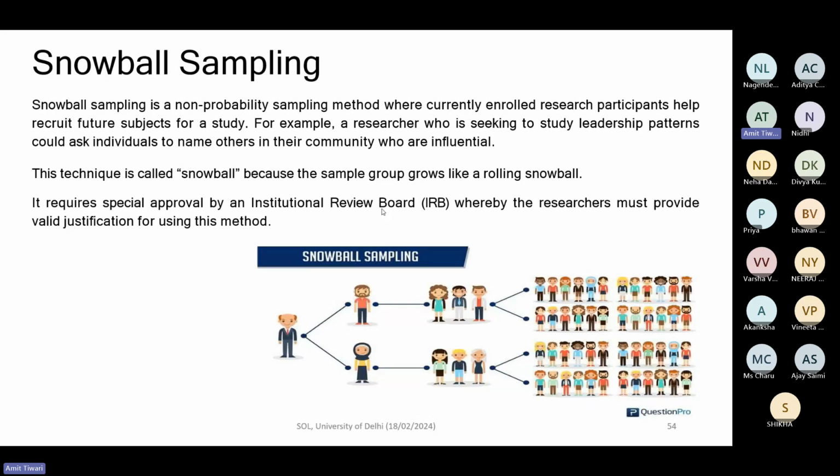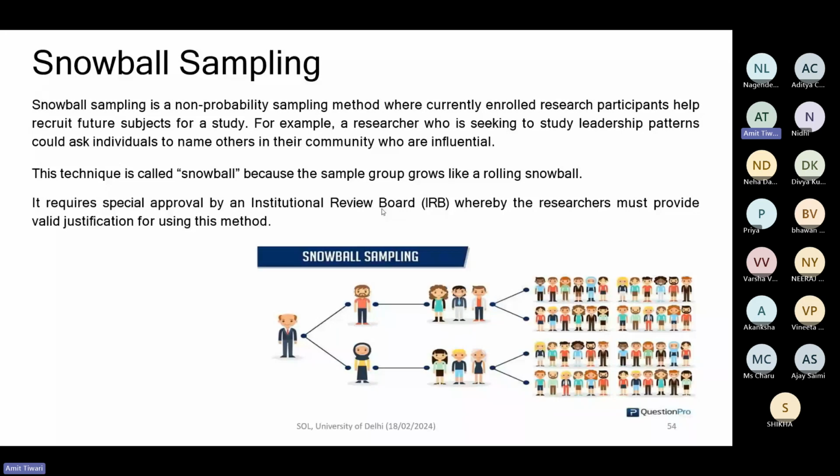As you can see from the picture, one person is there. He was asked to tell the other experts in the domain. That expert again told three other experts, then those three experts told three other experts each. That way multiple people got chosen for the sampling. So this is called snowball sampling.